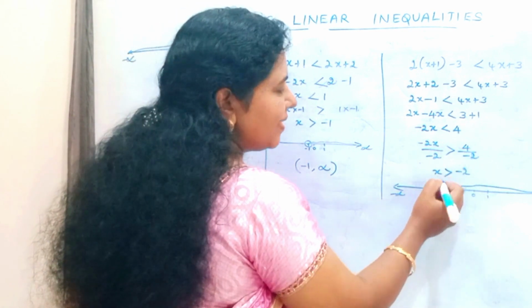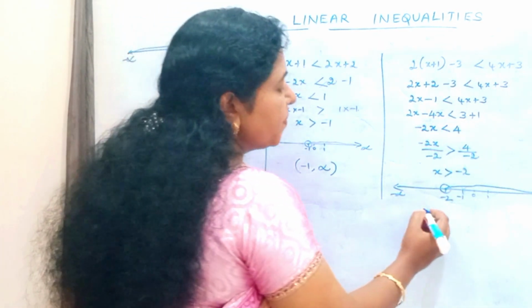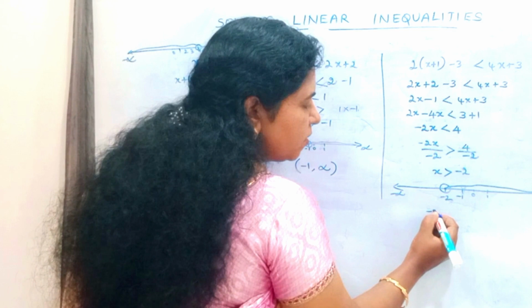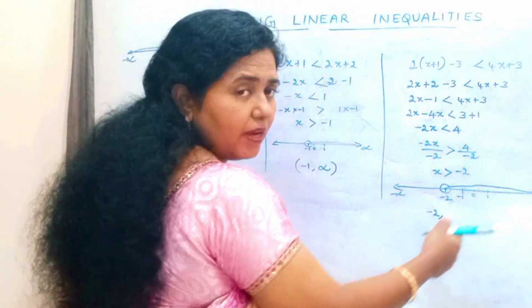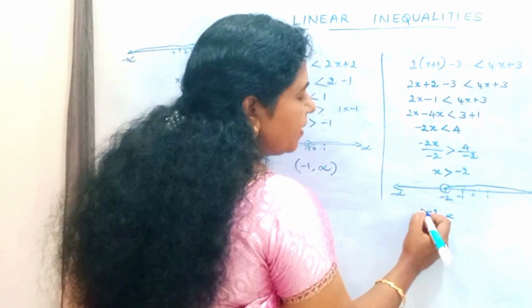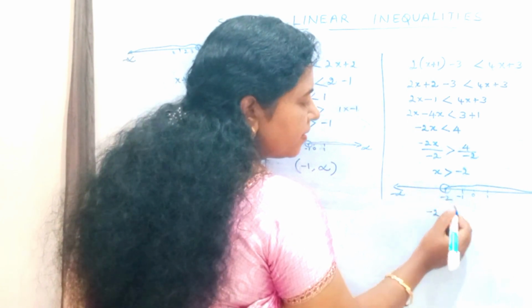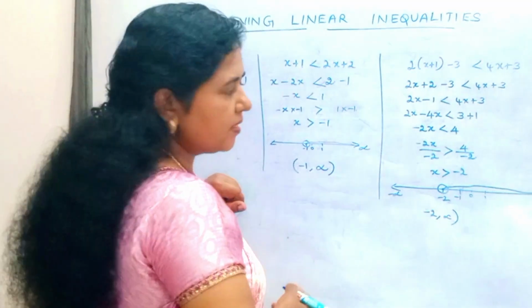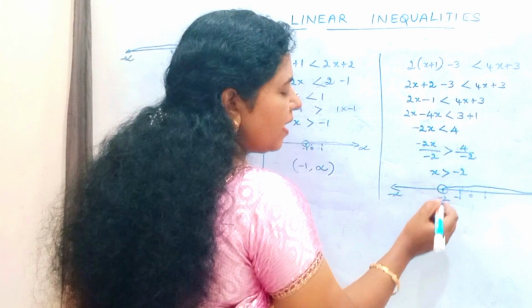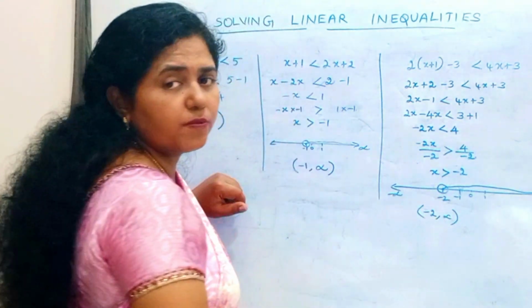Okay, so now on writing this in the interval notation, minus 2 it will be the lower value, greater value it will be infinity, and the next here since it is infinity we can use parenthesis. Here also since this value is not included, you can use parenthesis.